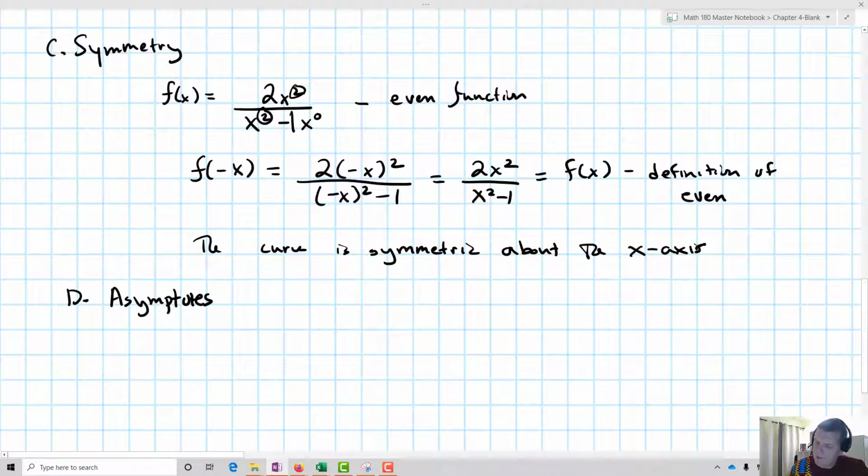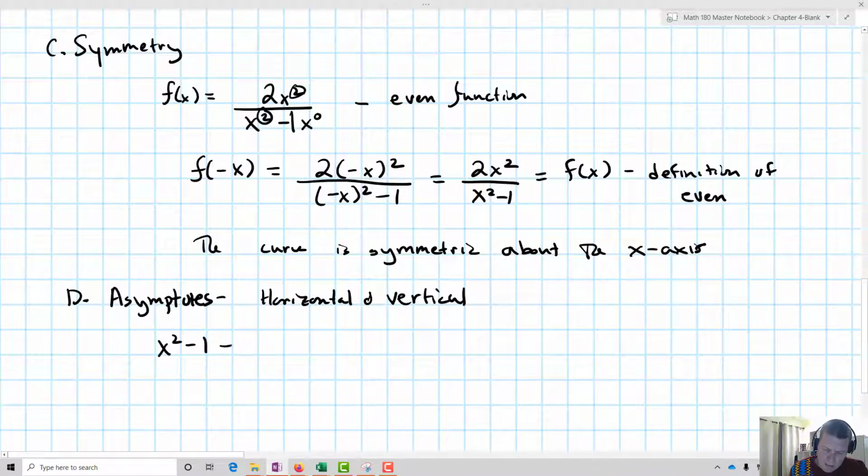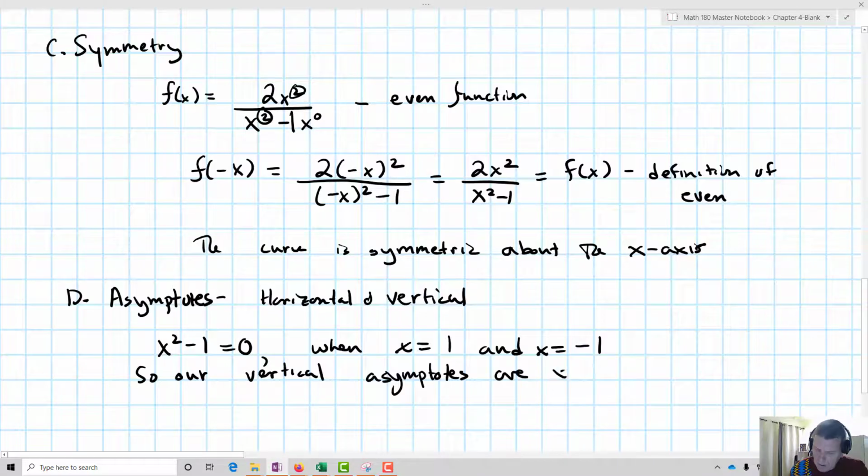Now what we have here is both end behavior asymptotes, horizontal, and we have our vertical. For our vertical asymptotes, we already know that x squared minus 1 equals 0 when x equals 1 and x equals negative 1. So our vertical asymptotes are x equals 1 and x equals negative 1.